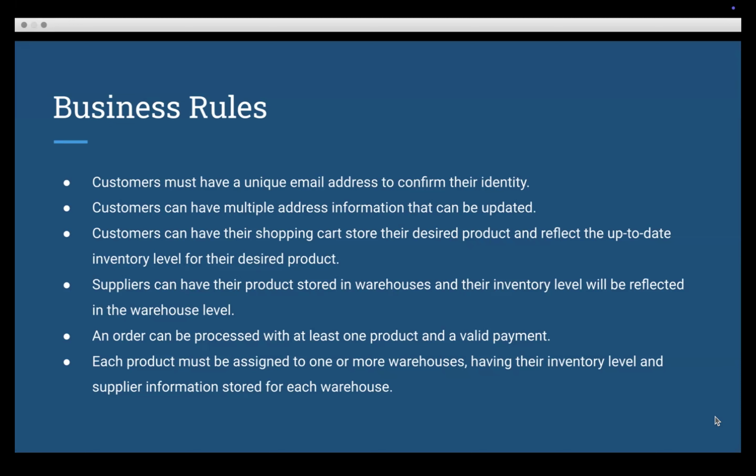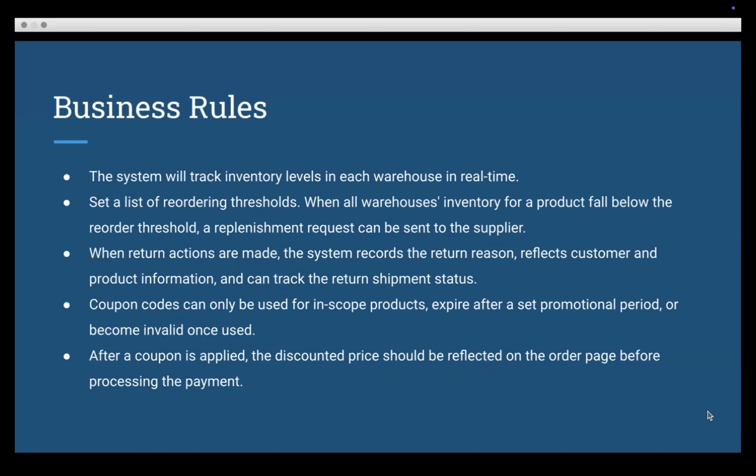Each product must be assigned to one or more warehouses having their inventory level and their supplier information stored. The system will track inventory levels in each warehouse in real time. We can set a list of reordering thresholds. When all warehouse inventory for a product falls below the reorder threshold, a replenishment request can be made to the suppliers. When a return action is made, the system records the return reason, the customer and product information, and they can track the return shipment status.